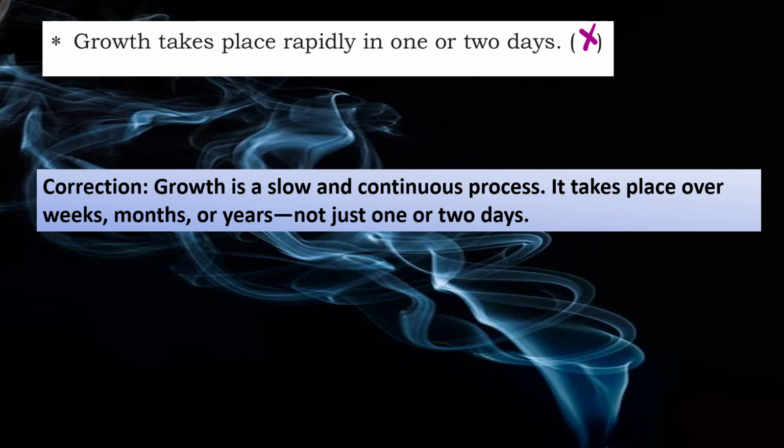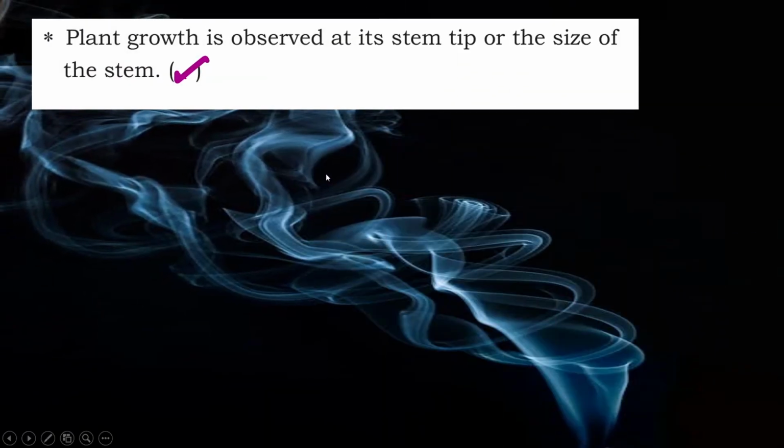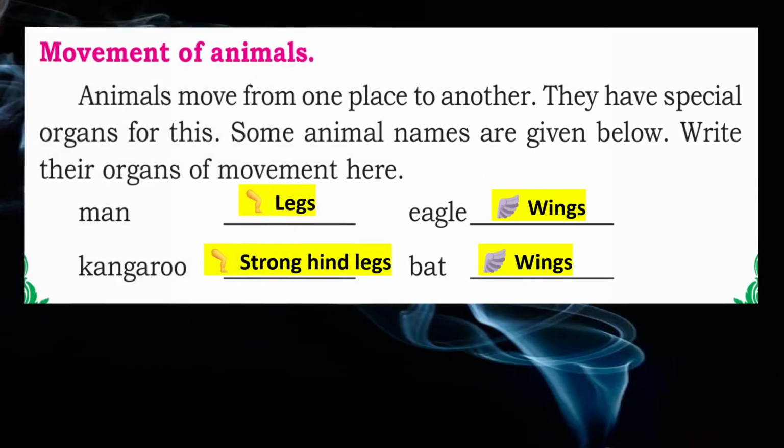Growth takes place rapidly in 1 or 2 days. False. Correction: growth is a slow and continuous process. It takes place over weeks, months, and years, not just 1 or 2 days. Plant growth is observed at its stem tip and the size of the stem.